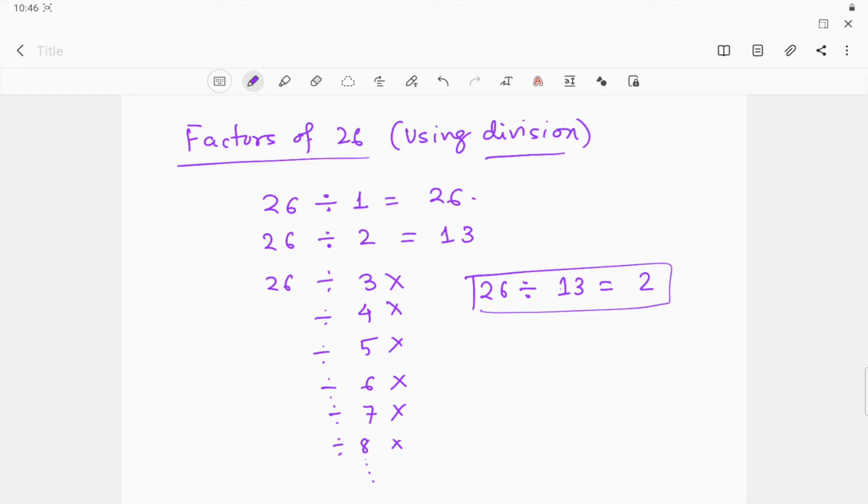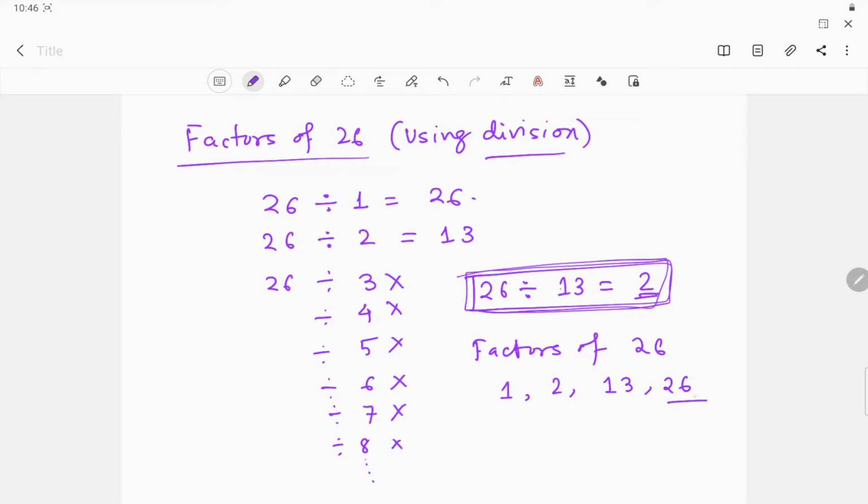Now you have to stop because factors start repeating. In this case, factors start repeating because you are getting 2, and 2 is already a factor of 26. So when the factors are repeating, no further division takes place. So the factors of 26 are 1, 2, 13 and 26. These are the only factors of 26.